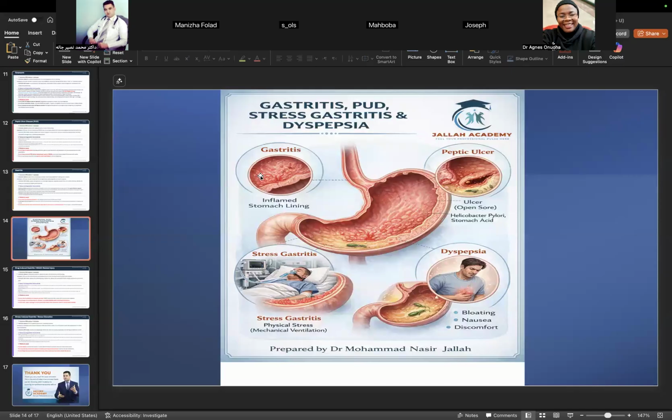So gastritis: inflamed stomach lining. Peptic ulcer: ulcer, open scar. Helicobacter is the cause. Dyspepsia: bloating, nausea, discomfort. And stress gastritis. Remember the mechanical ventilation.